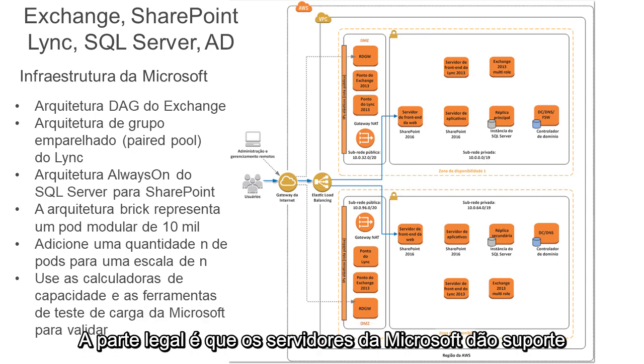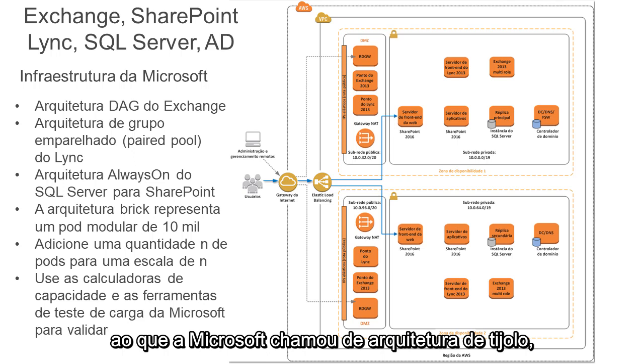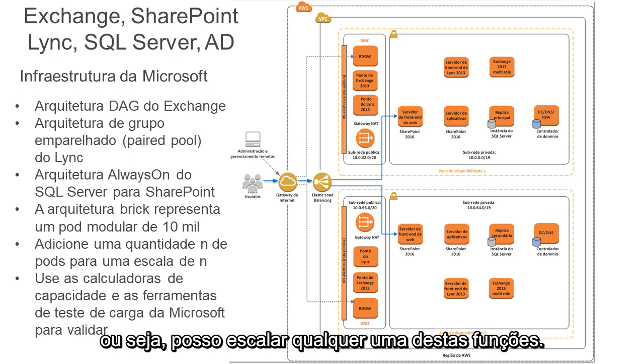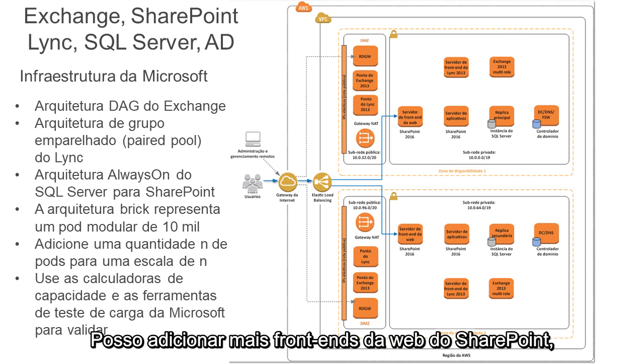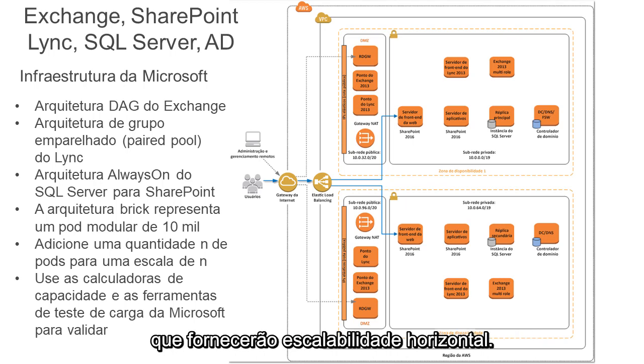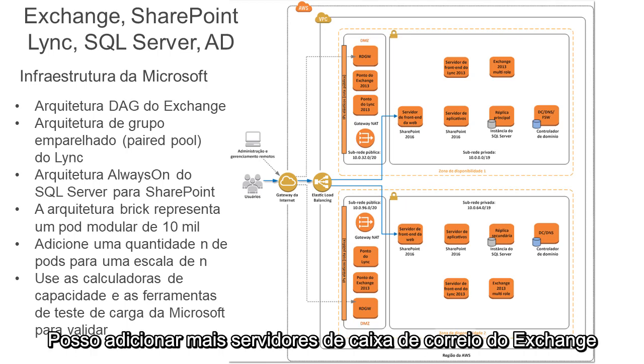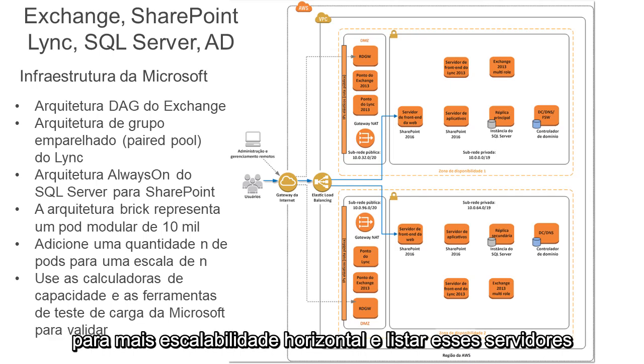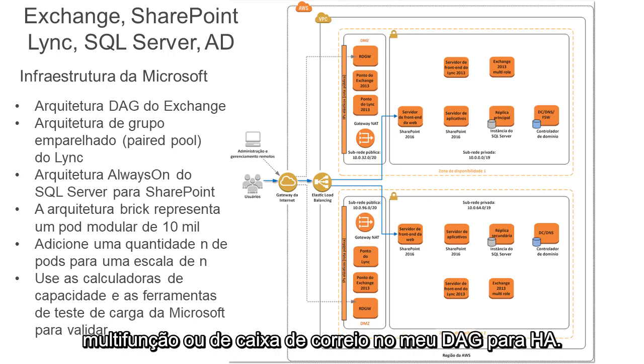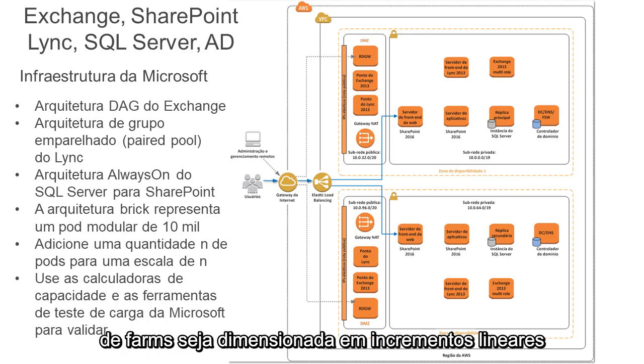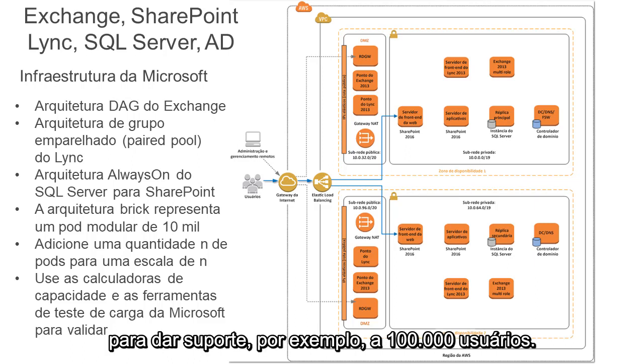What's nice about the Microsoft servers is they support what Microsoft calls this brick architecture, which means I can essentially scale any of the roles that you see here. I can add additional SharePoint web front ends, and they'll just provide horizontal scalability. I can add additional Exchange mailbox servers for additional horizontal scalability, and list those additional Exchange multi-role or mailbox servers in my DAG for HA. So the brick architecture allows this very basic farm architecture to be scaled in linear increments to support, for example, 100,000 users.